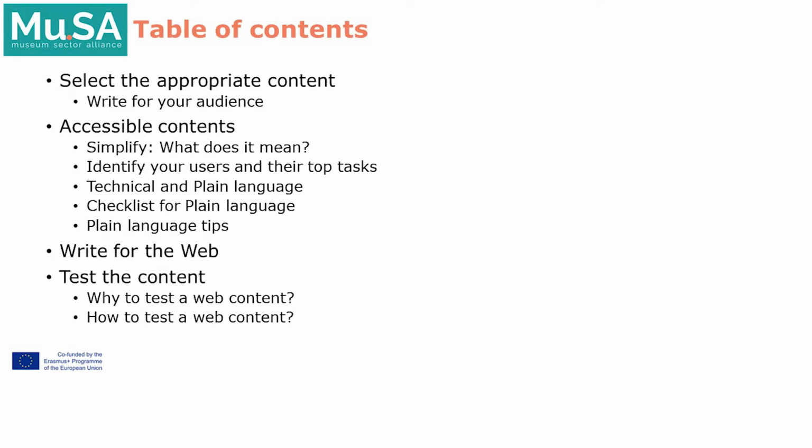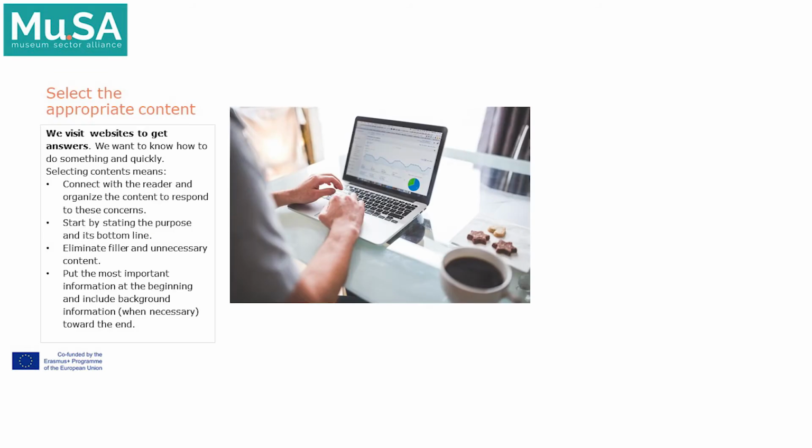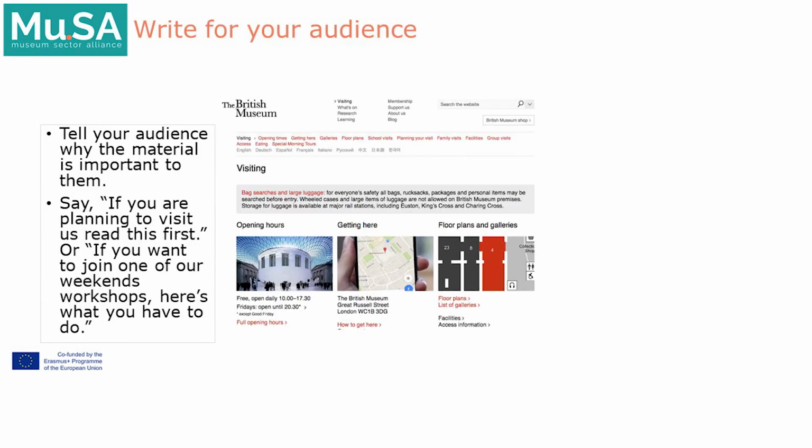In this presentation, we will face different elements of online content production, from the selection of the contents to the production and testing of content. Let's see how to select appropriate contents. The reason why users visit the website is for getting answers. You should tell your audience why the information you wrote is important to them.